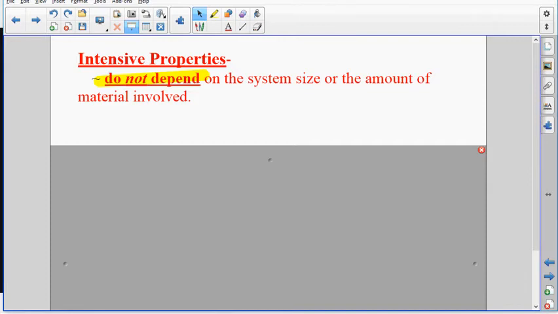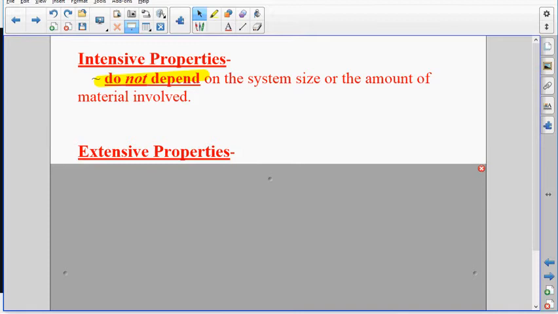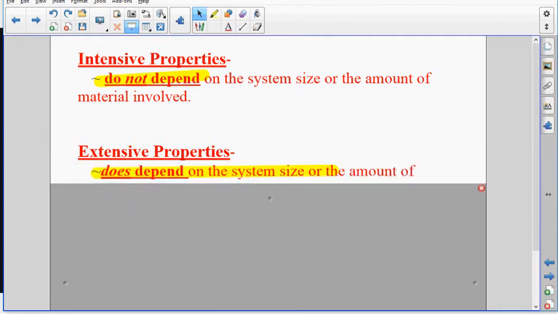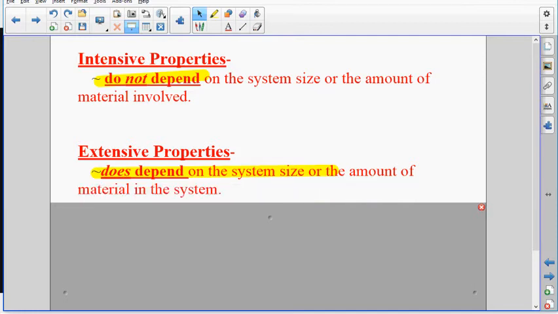Hey, Maddie, what's the density of this water? Okay. See how it doesn't matter how much water you have, the density stays the same? That's an intensive property. Some people say it's intensive, it's about the internal identity of the substance, not how much of it you have. The opposite of that, though, is an extensive property. Okay? Extensive properties do depend on the system size or the amount of material in the system.